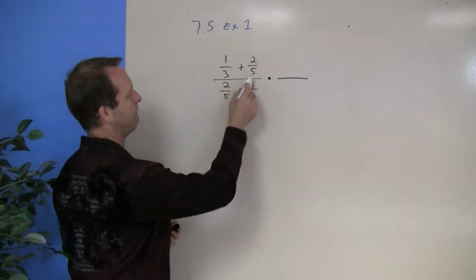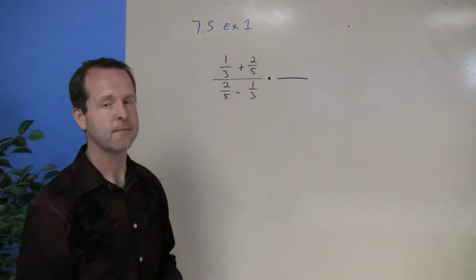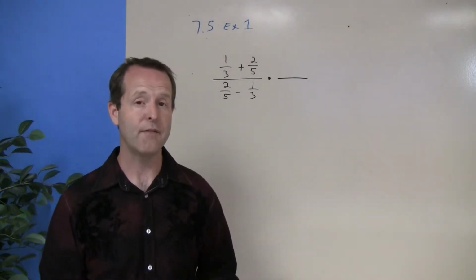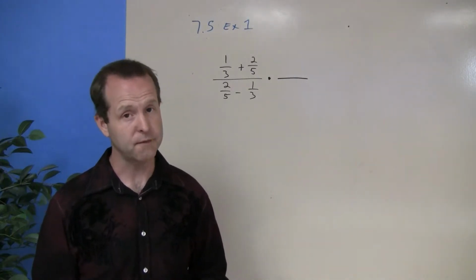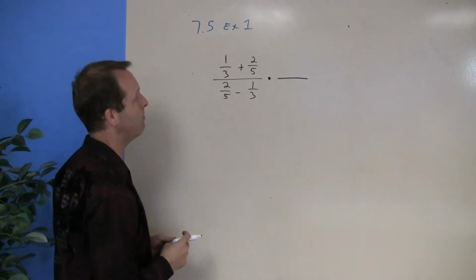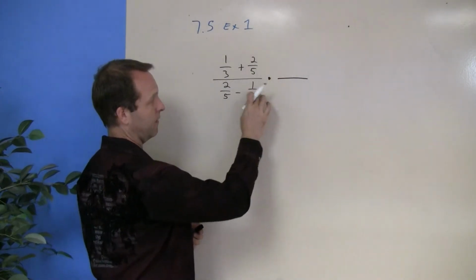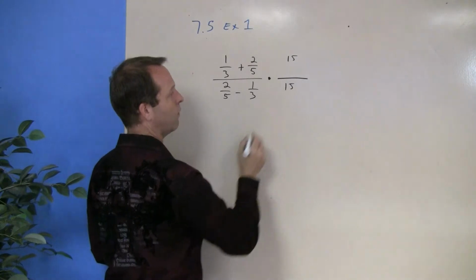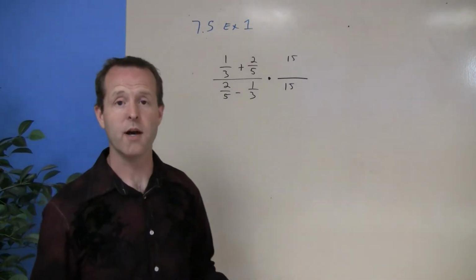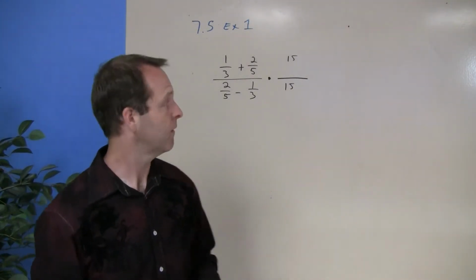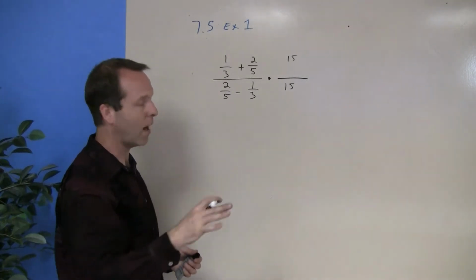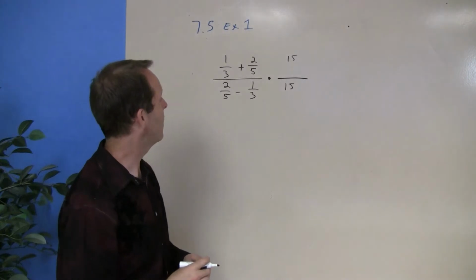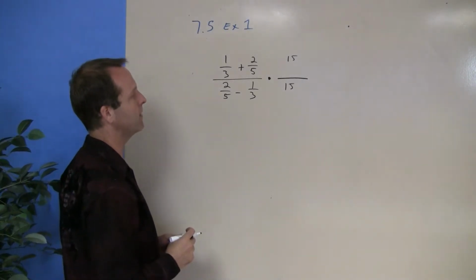I have a 3, a 5, and a 3. So I want to find out what's the lowest common denominator that a 5 and a 3 will go into. And that's 15. So what I'll do then is multiply this expression by 15 over 15. And that's a clever version of 1. 15 divided by 15 is 1. I'm just going to leave it like that, 15 over 15.